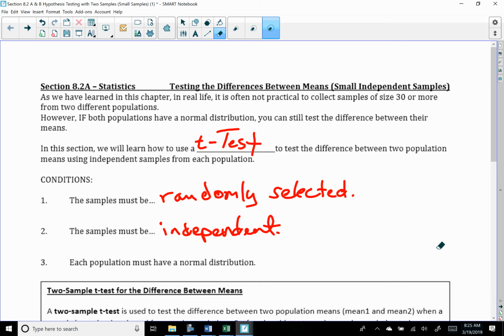So in this section, you're going to learn how to use a t-test to test the difference between two population means using independent samples from each population, right? So conditions that need to be met, 3 of them. 1, samples must be randomly selected. 2, samples must be independent of each other. And 3, each population must have a normal distribution.